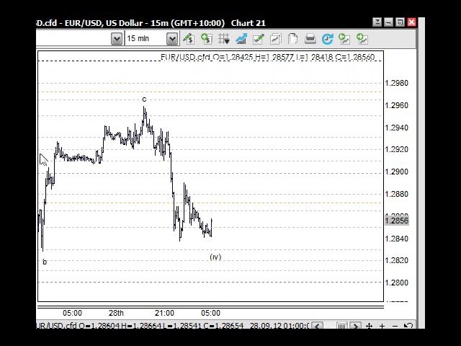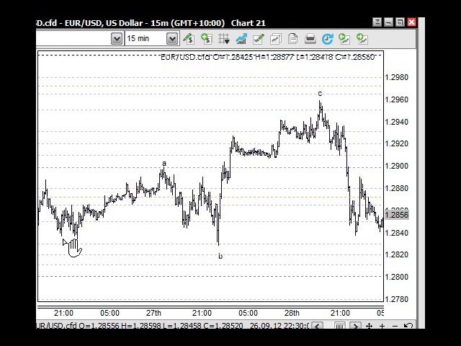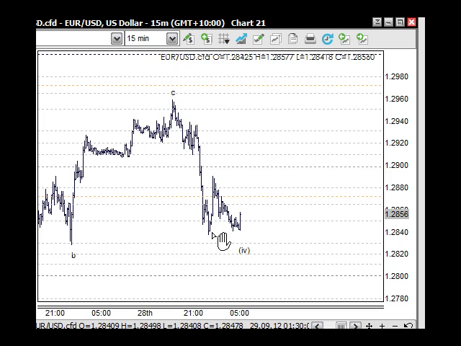This move that we're looking through here certainly counts as, this is a low on the euro, it counts as an ABC to the upside in terms of an A and a B in 3 waves here, and then a C wave to the upside here. This move to the downside here counts in 5 waves through here. If we just have a smaller look at that here.